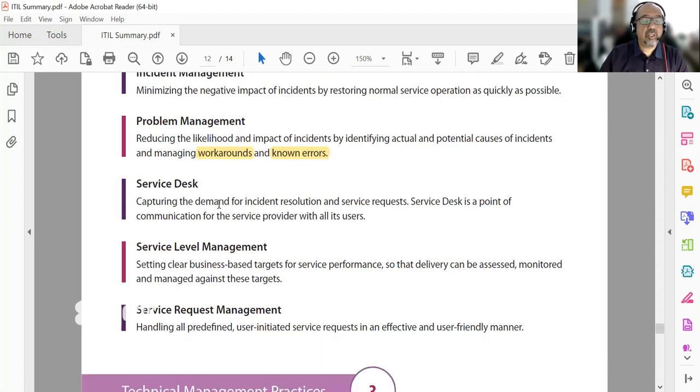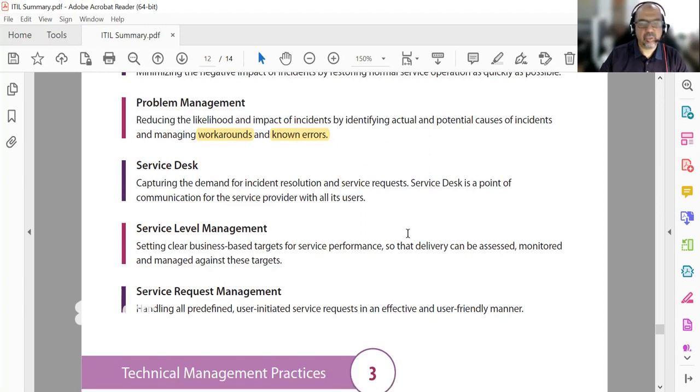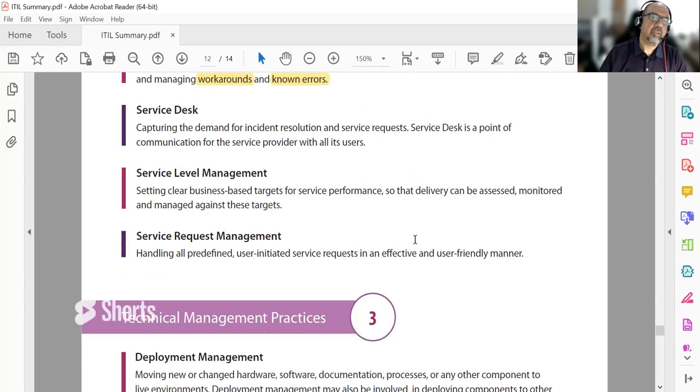Service desk, one of the practices, and the main purpose is capturing the demand for incident resolution and service requests. It is a single point of contact for users. Service level management.